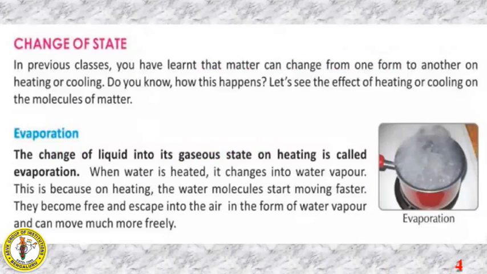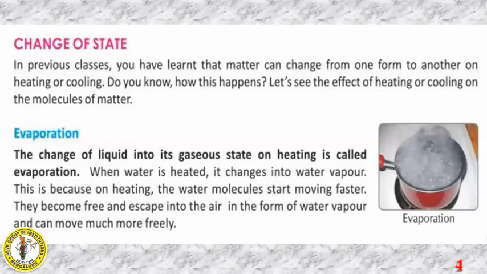Next, change in state. What do you mean by change in state? Change in state is nothing but changing of liquid to solid, solid to gas, solid to liquid, liquid to gas. These are examples of change in state. In previous classes, you have learned that matter can change from one form to another on heating or cooling. Ice cubes can convert into water, and water can be converted into ice cubes. The same water can be converted into water vapors. These are some examples of change in state. Do you know how this happens?